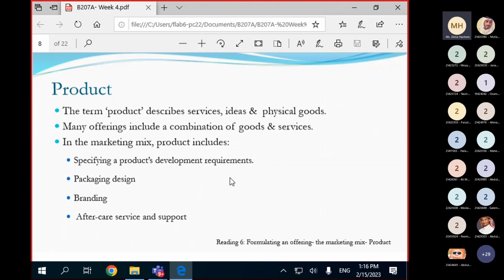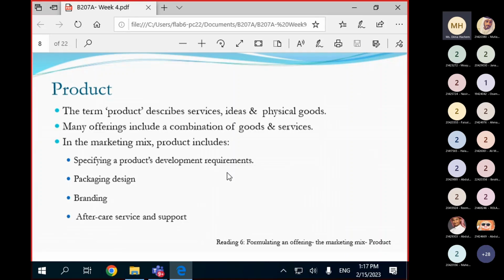What is a product? It's goods, tangible or intangible. The word product in general could be either a product that you can touch, smell, hear, or it could be a service that is intangible. So the term product describes all of these.